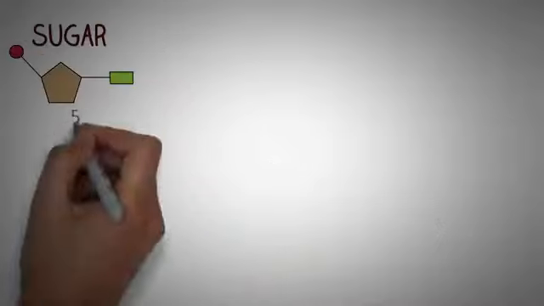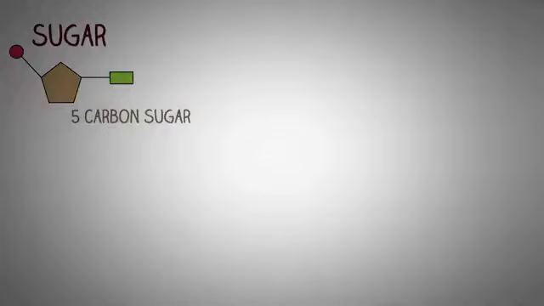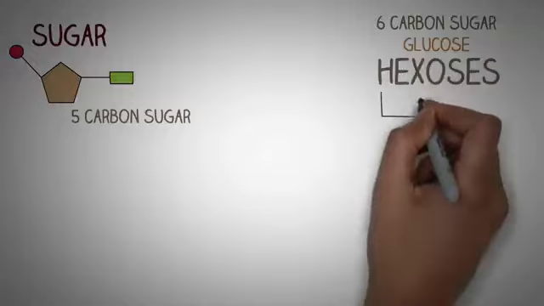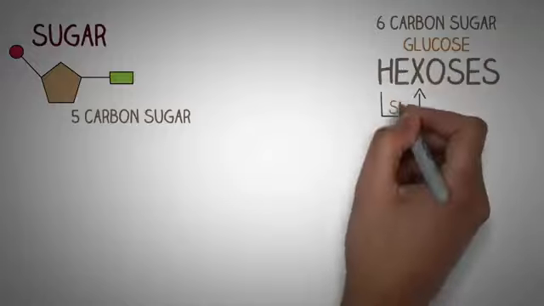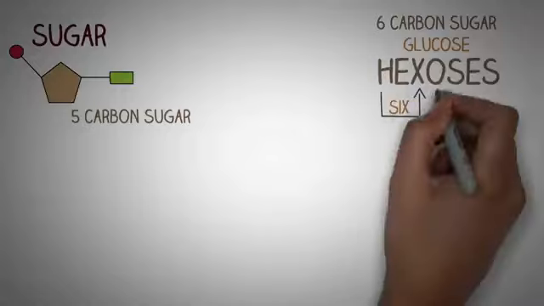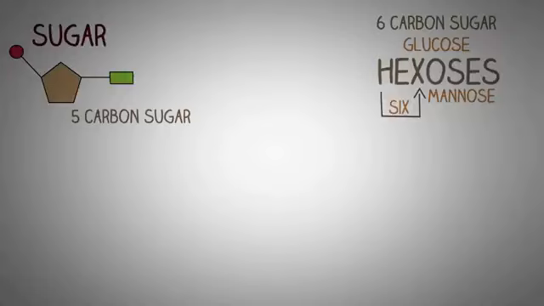So the first is the sugar. The sugars present inside the nucleic acids are 5 carbon sugars. Now most of you know the 6 carbon sugars present inside the body, and the most important of them is glucose. In chemical nomenclature, all the 6 carbon sugars are called hexoses, the word hex meaning 6. There are different types of hexoses in our body other than glucose, like mannose and galactose.